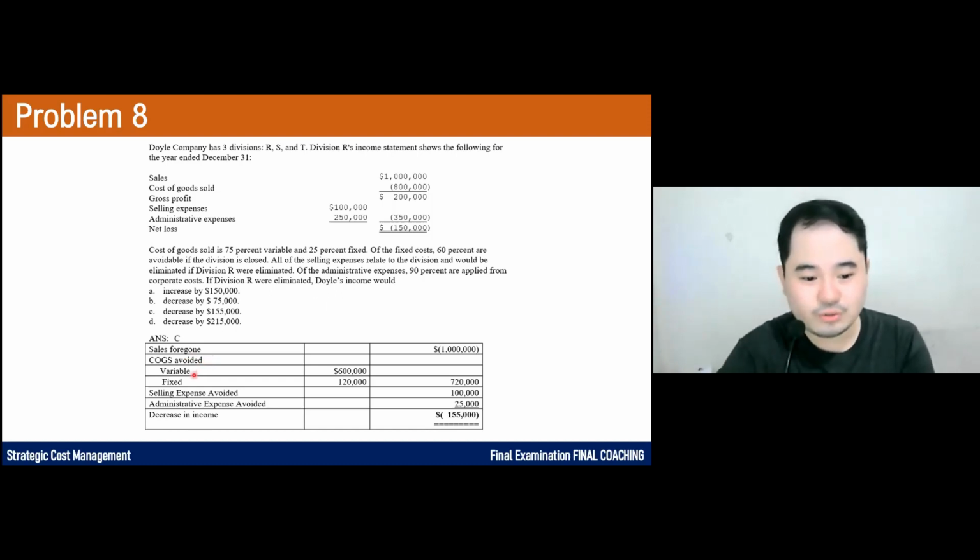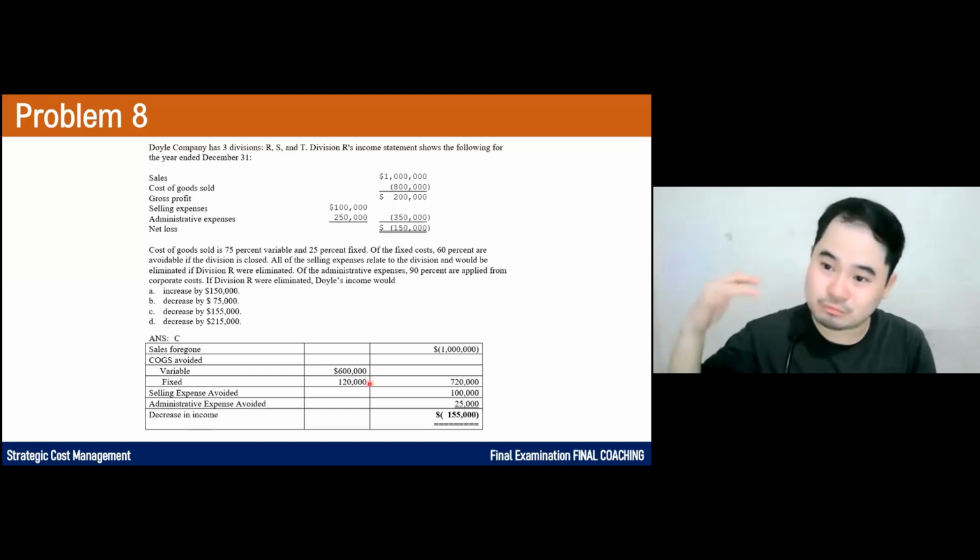So, what you need to do is, ganito. Cost of goods sold is 75% variable. So, 800,000 multiplied by 75% is 600,000. Siyempre, pag variable cost related to sales, syempre cost of goods sold dyan mawawala. Di ba? So automatically, yung 75% variable cost component nitong 800,000 which is 600,000, mawala din yan, di ba?